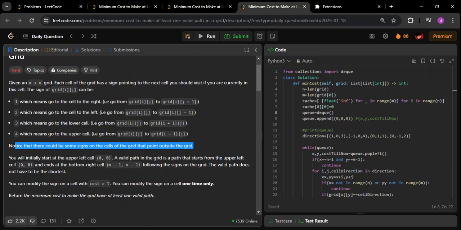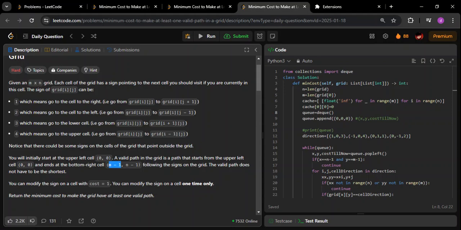Okay, so that can also happen, but remember, if you're going outside the grid, you cannot proceed further with that. As simple as that. So finally, you will initially start at 0 comma 0. A valid path in the grid is a path that starts from the upper left cell, that is 0 comma 0, and ends at the bottom right cell, m minus 1 comma n minus 1. Whichever way you call it.